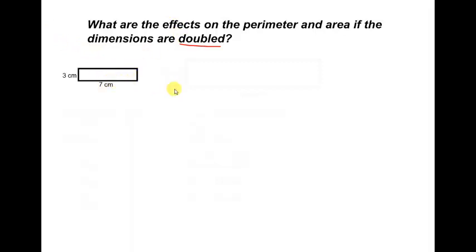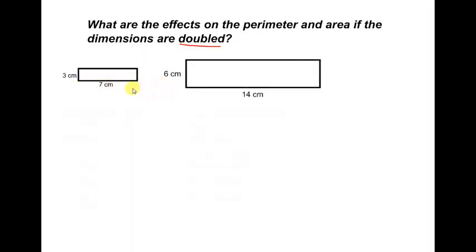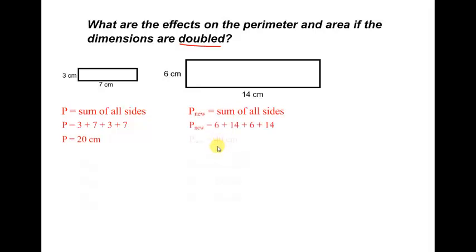So here is a rectangle, and we might double the dimensions and make it look like this. Notice everything's been multiplied by 2. And then you might go ahead and find the perimeter of the rectangle by adding the sides up, which gives us a total of 20 centimeters. And then you can compare it to the new rectangle by adding its sides up, which gives us a total of 40 centimeters. And so what happened to the perimeter? Well, the new perimeter is 40 compared to the old 20, so you might say that the perimeter was doubled.